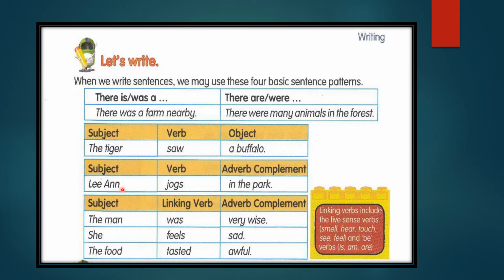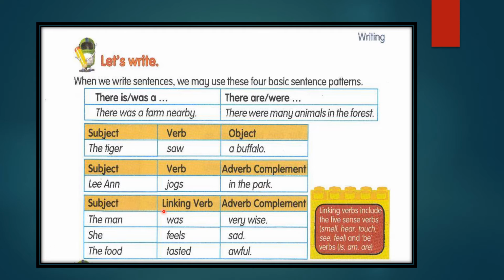We also have subject, verb, adverb complement. For example, Lee jogs in the park. This is the adverb complement. Pelengkap. Lebih kurang macam pelengkap ayat ini. Lee berjogging di taman.